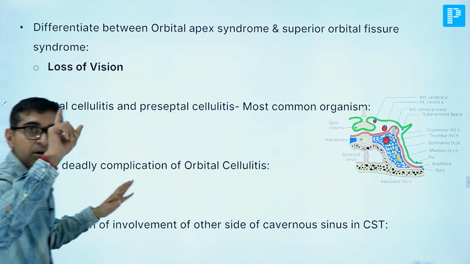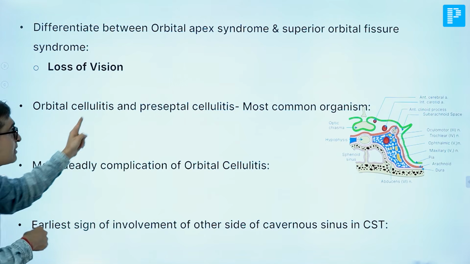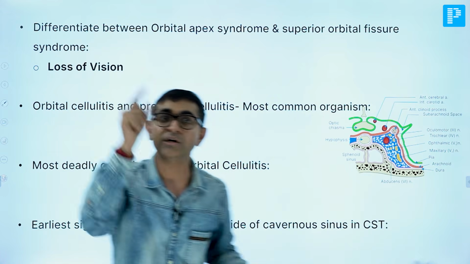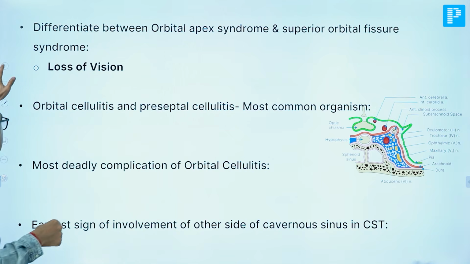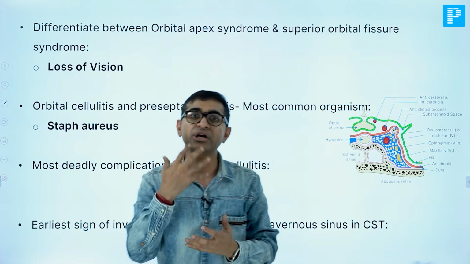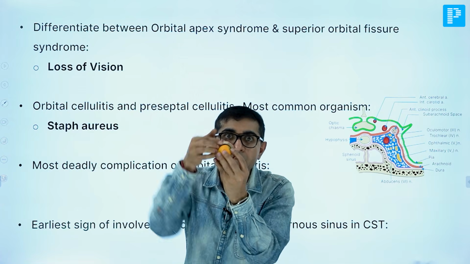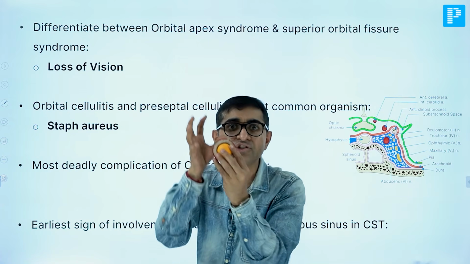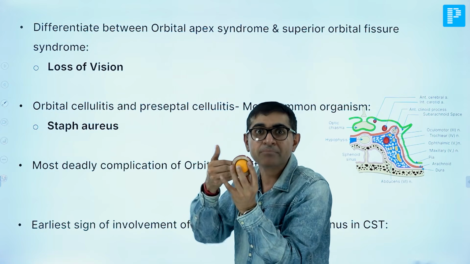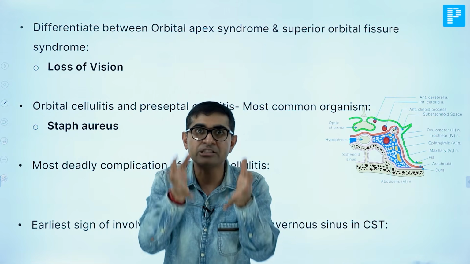But now moving over to the second one-liner question asked from this topic, orbital cellulitis and preseptal cellulitis. So most common organism is your Staph aureus. Okay, now most deadly complication of orbital cellulitis. Now what happens is, there is raised intraorbital pressure. So this is your orbit, this is your eyeball, so there is septum all 360 degree. When there is raised intraorbital pressure due to inflammation posterior to the septum leading to orbital cellulitis, it compresses upon all the structures which are present inside the orbit.